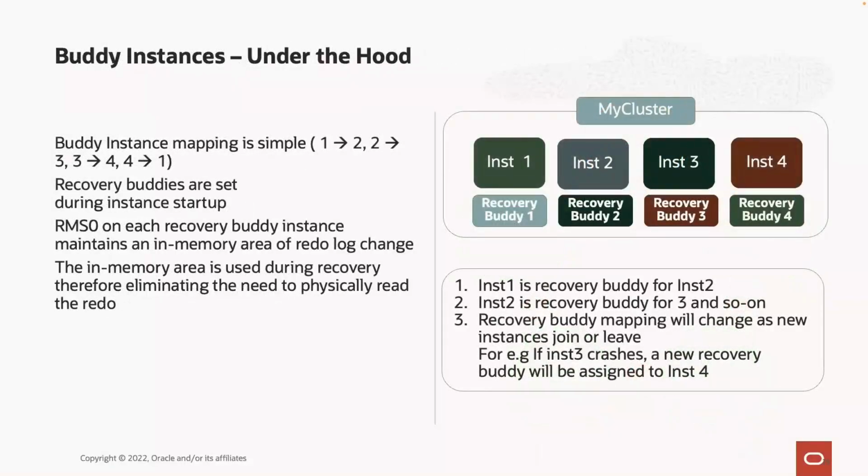A lot of details there, but basically the highlight is, if you look at these 4 instances, you have an instance dedicated to be a recovery buddy, and usually we try to make sure it's on a separate node. So instance 1's recovery buddy is on instance 4, and the recovery buddy running on instance 3 is taking care of instance 4. The process that is really involved is the RMS process. And the RMS process has a small area dedicated to it where we can track all the redo log changes so that we don't have to go and read from the disk.